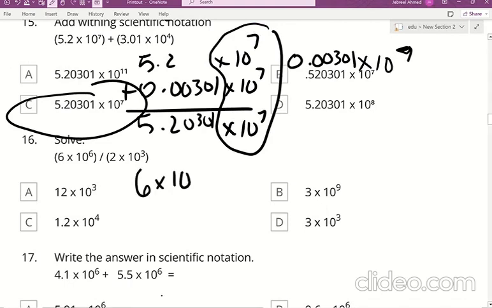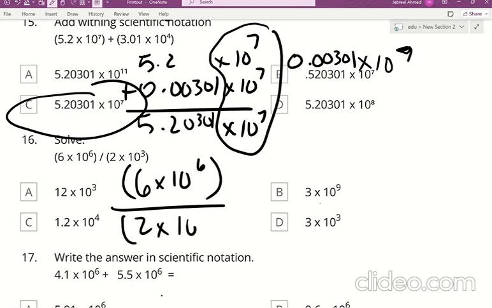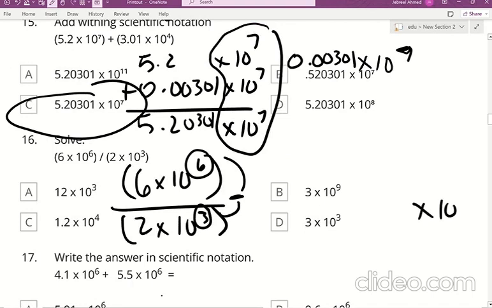6 times 10 to the 6th power divided by 2 times 10 to the 3rd power. So I know when I'm dividing these powers, I have to subtract them. So it's going to be times 10 to the 3rd power. 6 minus 3 is 3, and then 6 divided by 2 is 2. Or sorry, 3.